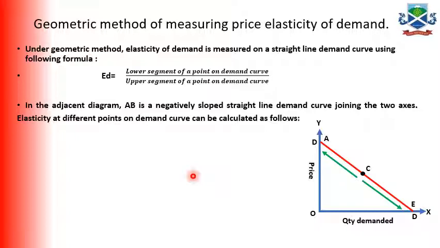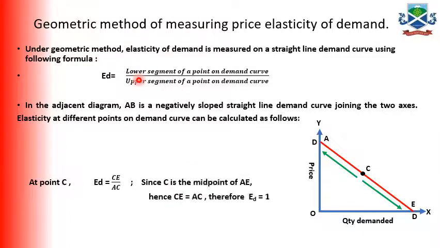Now at point C, as the formula says, lower segment divided by upper segment. The lower segment is CE, and the upper segment is AC. So CE by AC, and since C is the midpoint, AC and CE are equal. If you divide equal things, 2 by 2 equals 1, 5 by 5 equals 1. So that's why at point C you will get ED value equal to 1.